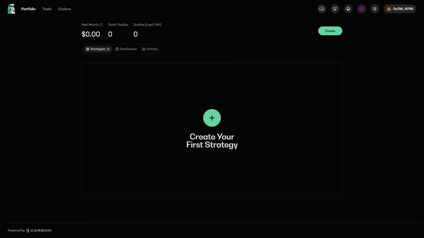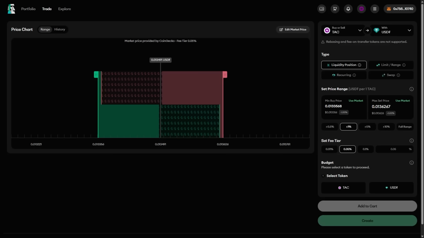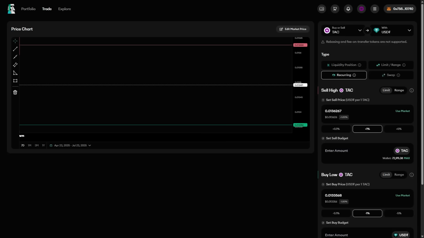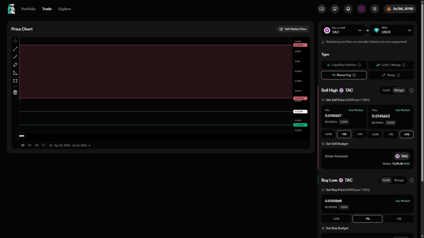Now that we've bridged our TON coin to the TAC blockchain, I'm going to show you what strategies I made on CarbonDeFi to qualify for the liquidity mining incentives distributed by MERKL. The first strategy that I make is a recurring liquidity position. In order to qualify for the liquidity mining incentives, the strategy must be at or near the market price. This position starts off by selling TAC at 1% above the market price, and keeps selling TAC all the way up until it's 5% above the market price.